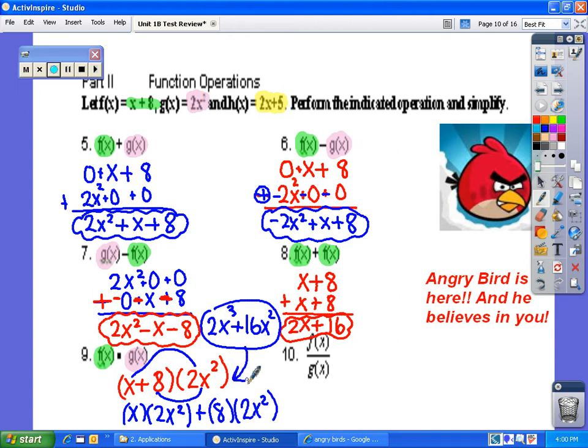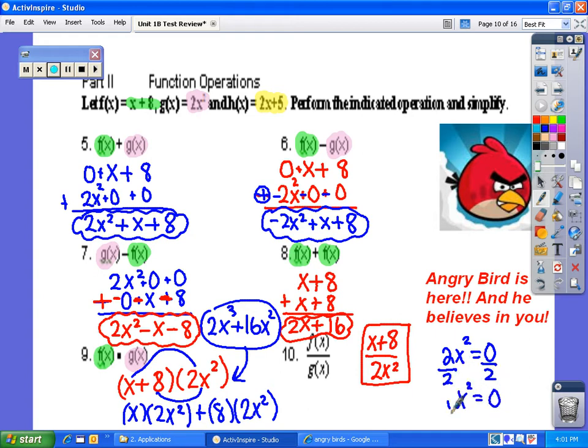Okay, the last one in this section is f of x divided by g of x. So f of x is x plus 8 divided by 2x squared. That is my answer. But just know that for division, you're not allowed to have 0 in the denominator. So you should always set your denominator equal to 0. In this case, we're going to divide by 2. And we're left with x squared equals 0, taking the square root and x equals 0.